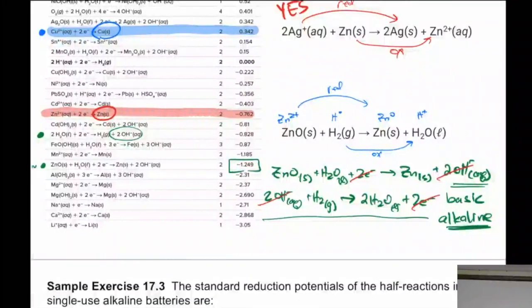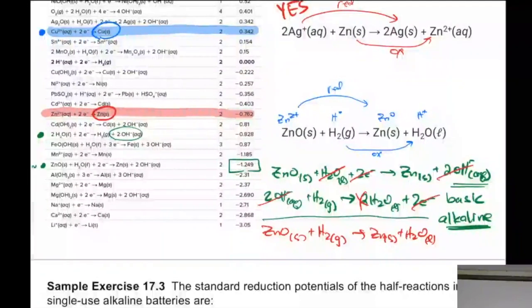We've got H2O here. One H2O here cancels with one of those here. So that then, you can write that down. That's going to give us zinc oxide solid plus H2 gas goes to, I'll put it in the right order here, zinc solid plus H2O liquid. Okay? So that just shows you grabbing the right two half reactions to describe this overall redox equation.